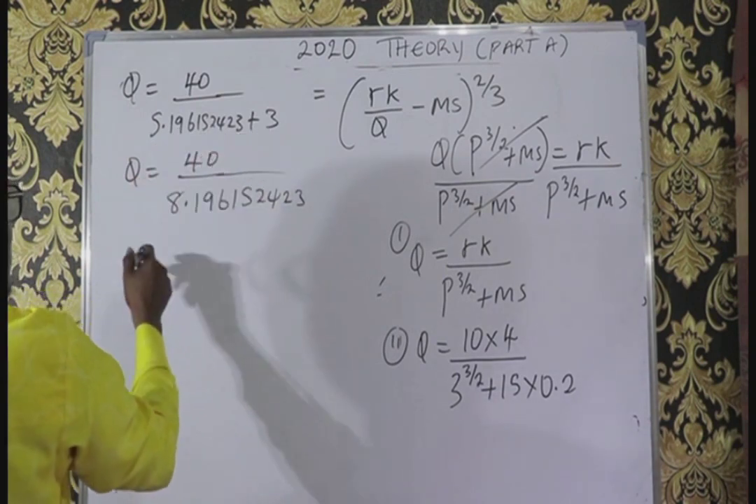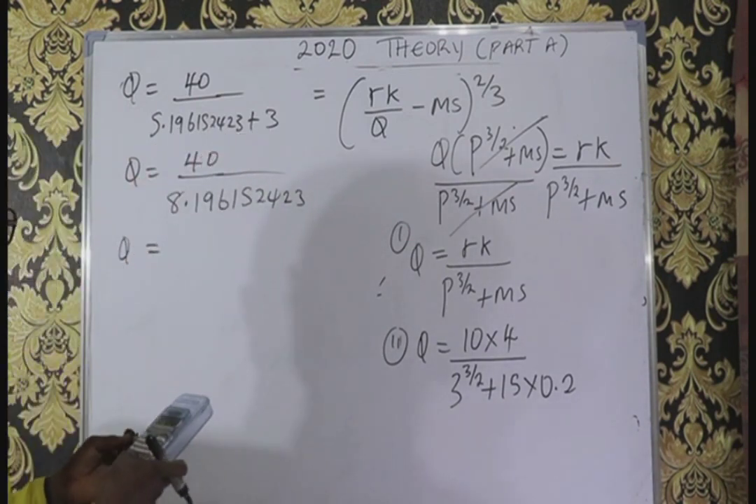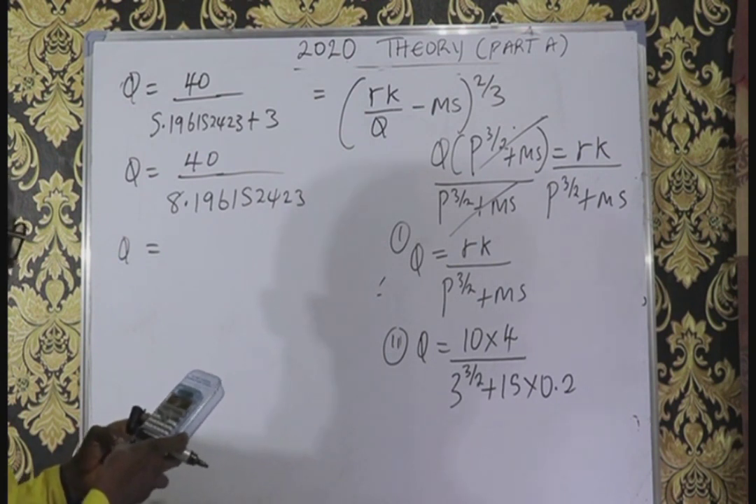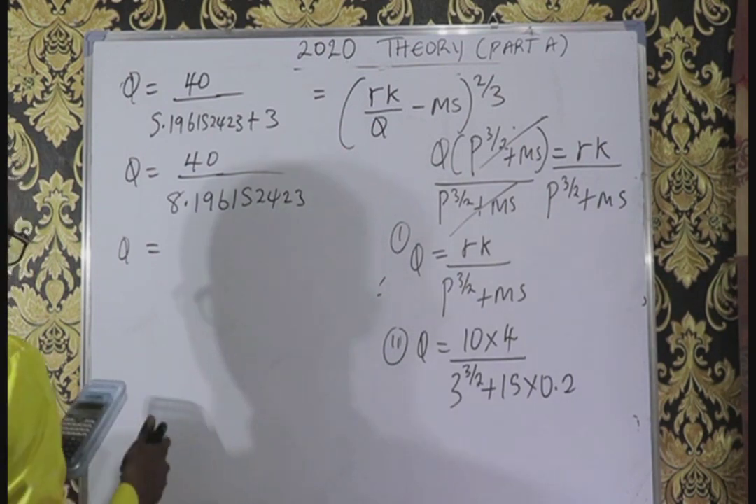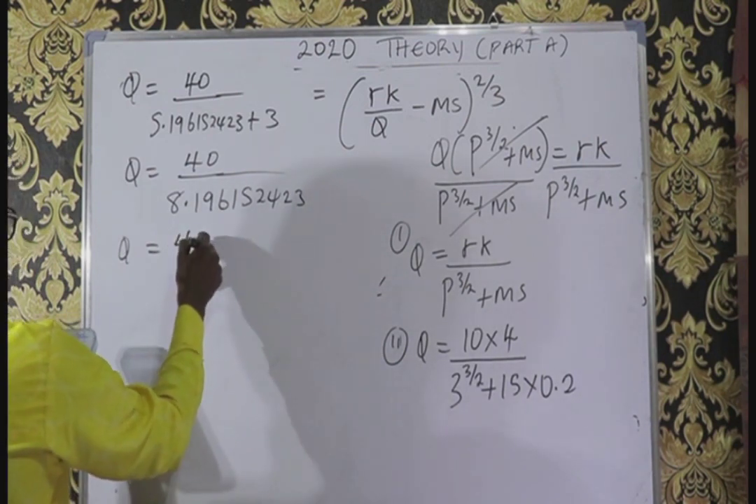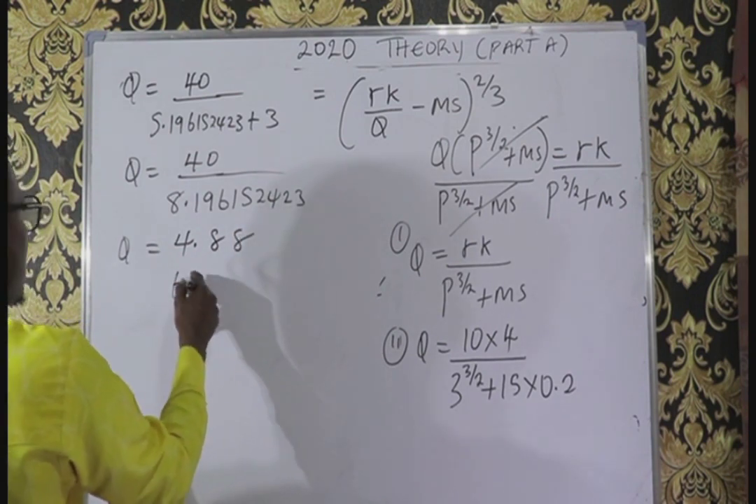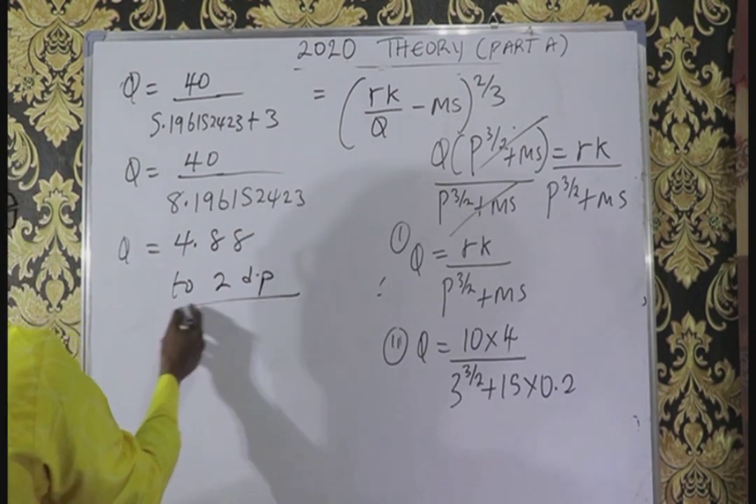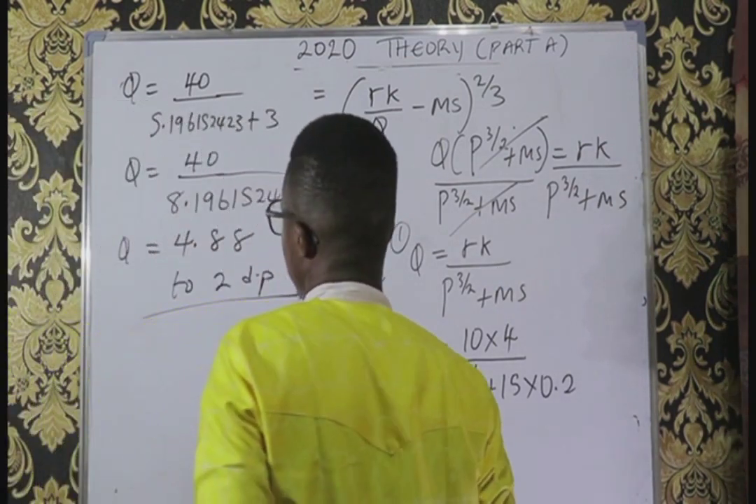Then you write the decimals. So Q will now be 40 divided by 8.196152423. That will give me 4.88 to 2 decimal places. This is the value of Q. So let's take another question.